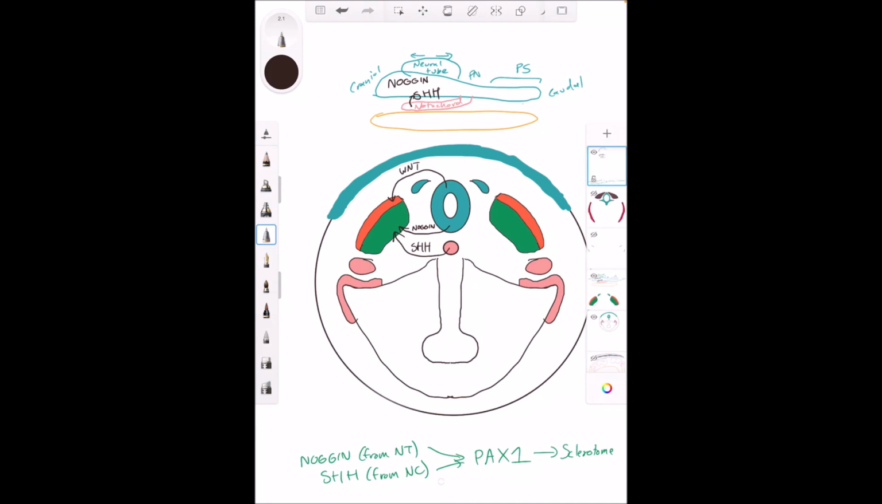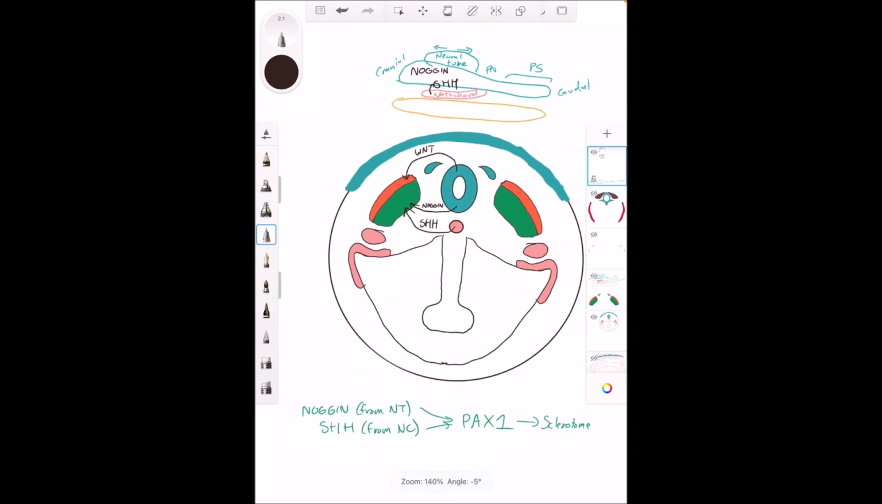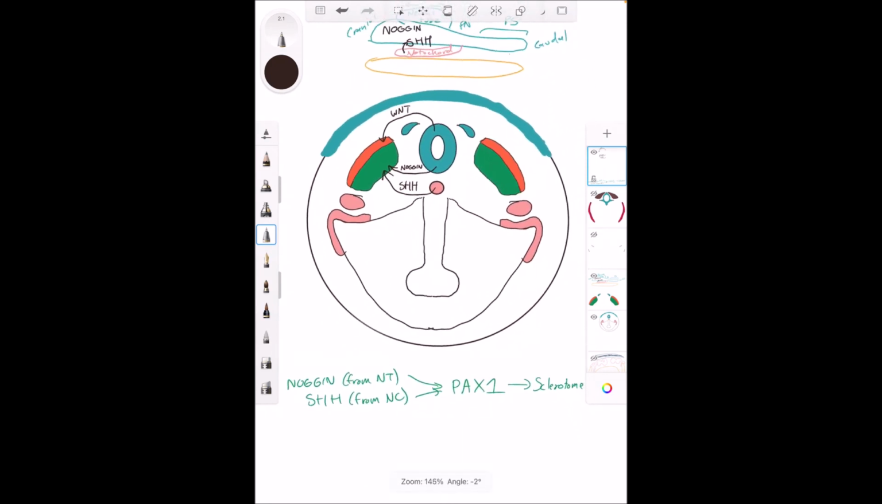So Wnt makes PAX3, and that turns the orange area into the dermomyotome. So it's a combination of the dermatome and the myotome. Both of those are familiar, so you can hopefully guess what those are. If not, we'll get to it in a minute.